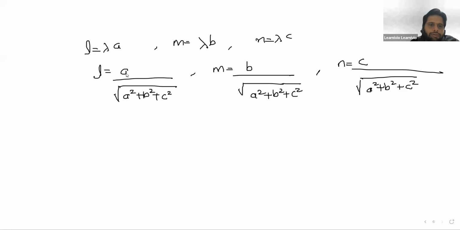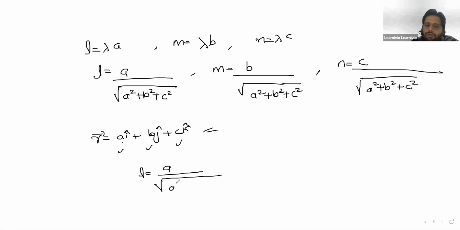Okay, great. So if you have direction ratios, how will you find the direction cosines? Suppose you have r is equal to a i cap plus b j cap plus c k cap. These are the direction ratios. To find the direction cosine, you will use a by under root of a square plus b square plus c square. Similarly for m, similarly for n. I hope this is clear to everyone. Please try this question.